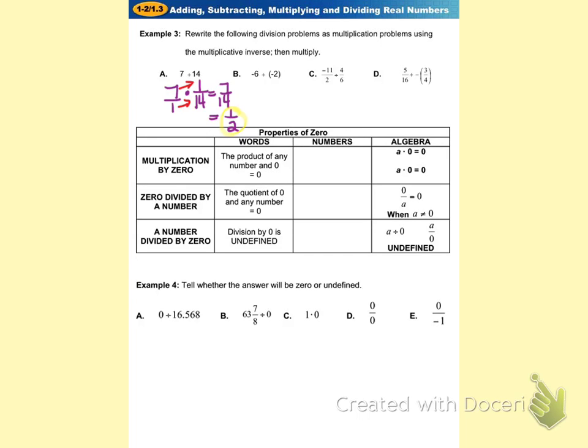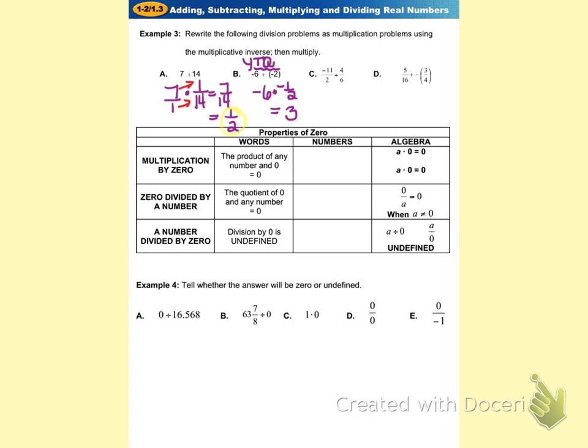And we'll go ahead and pause the video, and we will have B be a you try question, and you can tune back in after you try it and check your work. So please pause the video now and try example B. So as the directions asked, I rewrote it as a product of the reciprocal of the divisor. So I rewrote it as -6 times -1/2, and when I multiplied those two together, I got a +3.